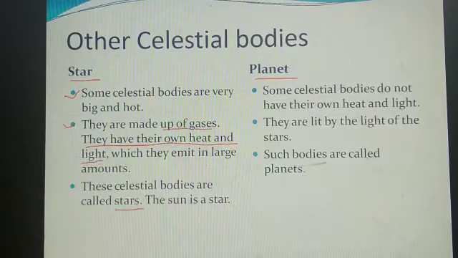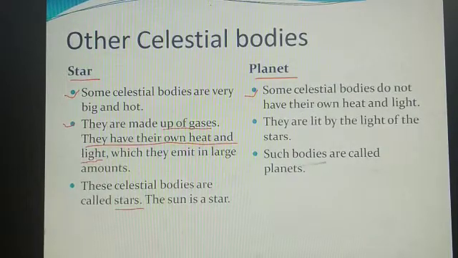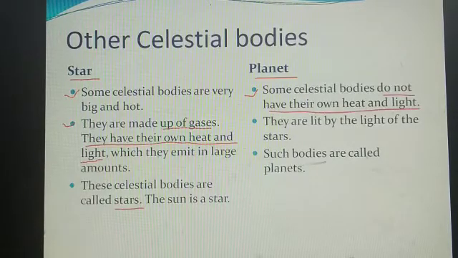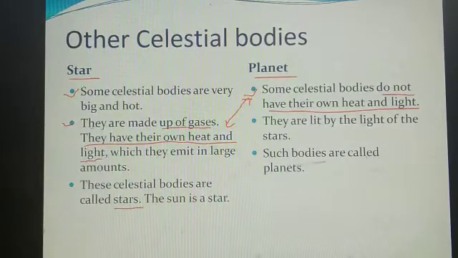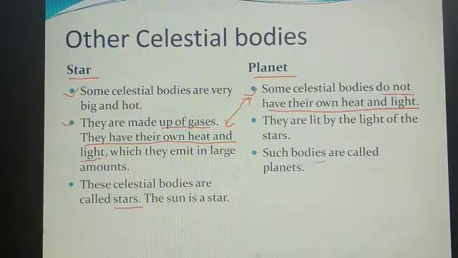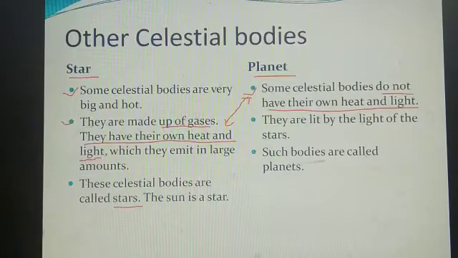So these points are very important for the star. Now let's come to the planet. We will see a comparison between the star and the planet also. The first point for the planet is some celestial bodies do not have their own heat and light. But stars have their what? Heat and light. So all of you just compare these two points, the second point of the star and the first point of the planet. In a star they have their own heat and light, but in the planet they do not have their own heat and light.